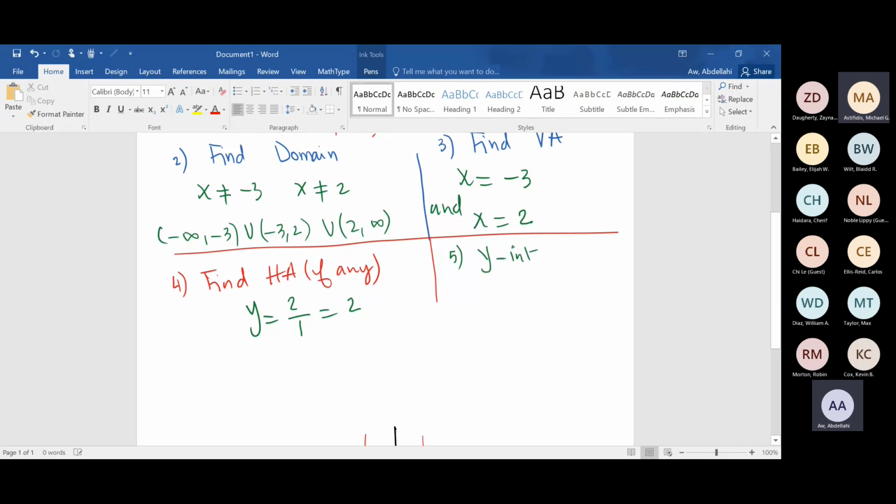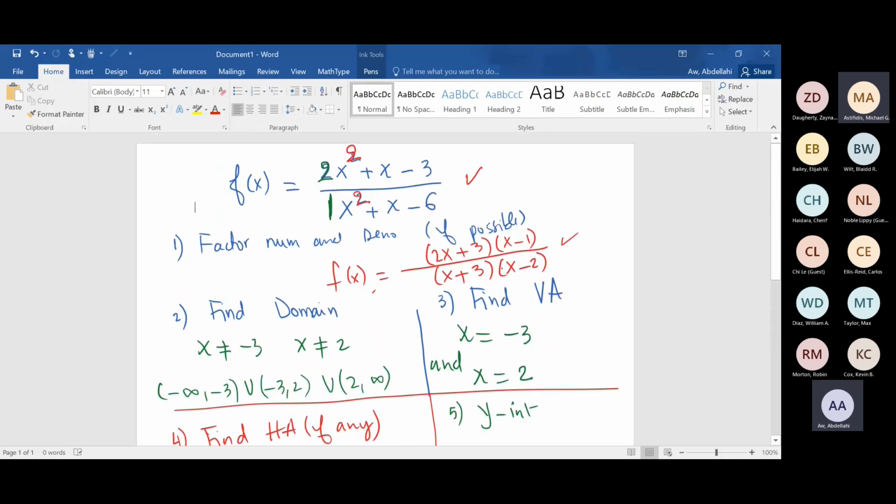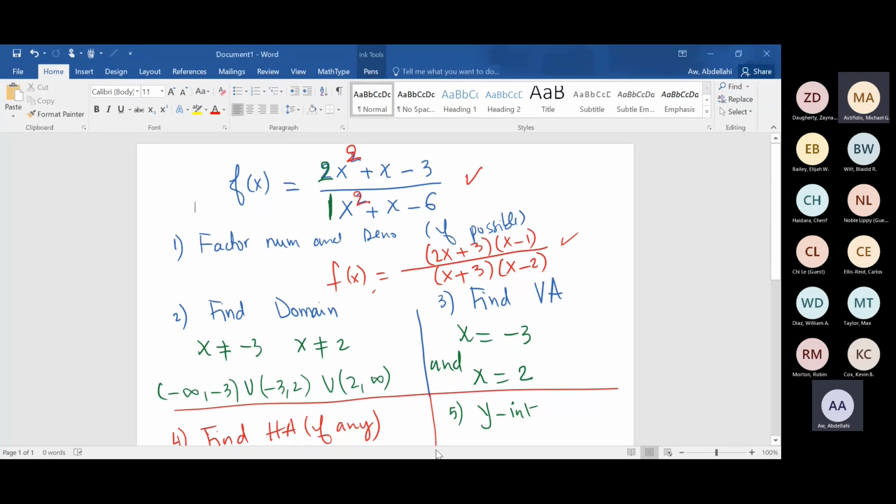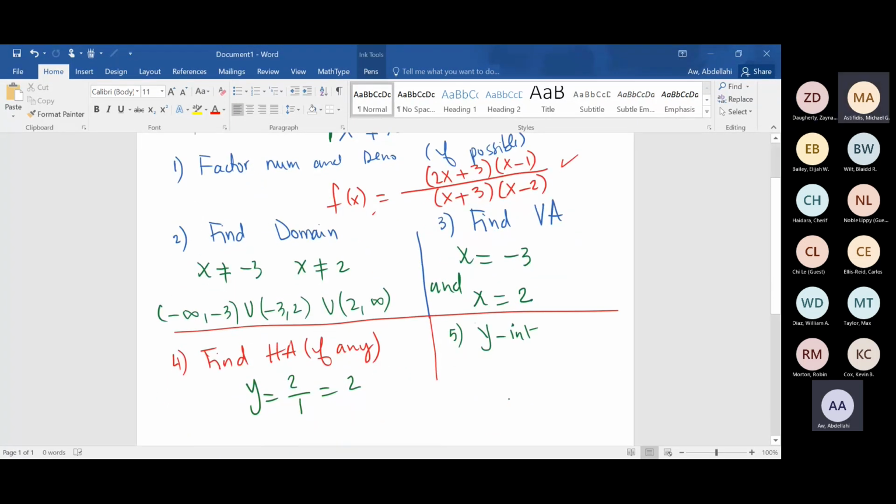Y-intercept. Remember, in general, not only in this case, when we say y-intercept, what do we have to do? We have to set x equal to 0. Thank you. The y-intercept is f of 0 always. The y-intercept for a function is always f of 0, if it does exist, right?